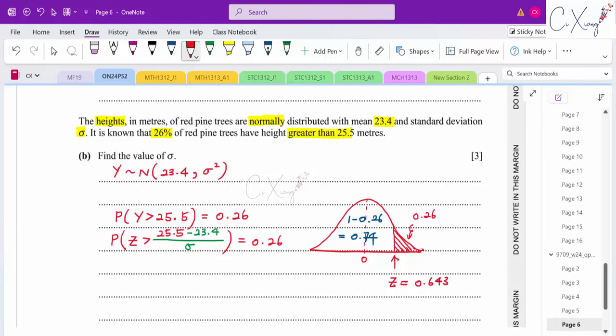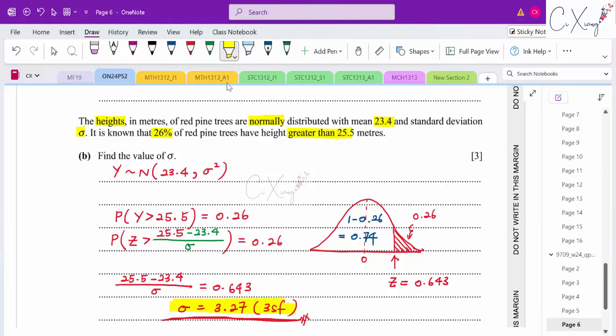So I will compare my value of Z, 25.5 minus 23.4 divided by sigma. So this value is actually equal to 0.643. By using the help of a calculator, you will get the answer in a long decimal number, but of course you have to correct it to 3 significant figures. By right, your answer should be 3.27. So this is how we solve question number 4.